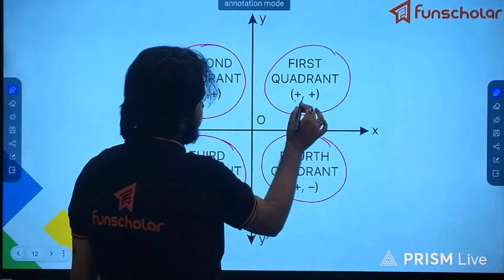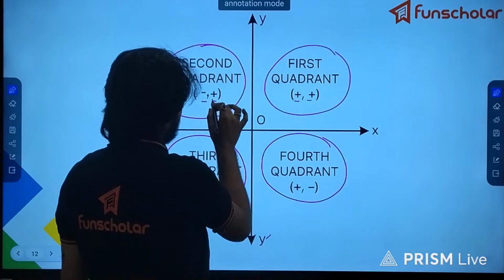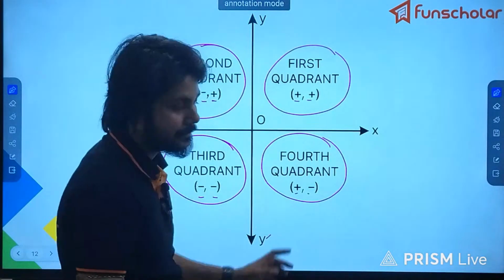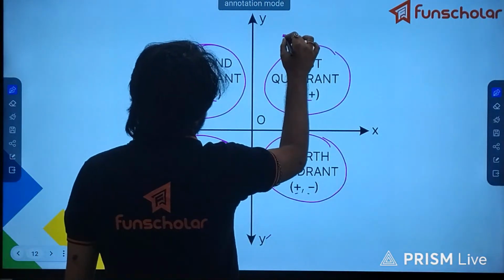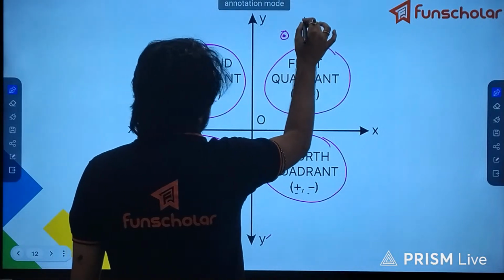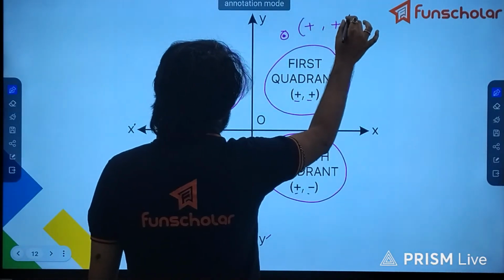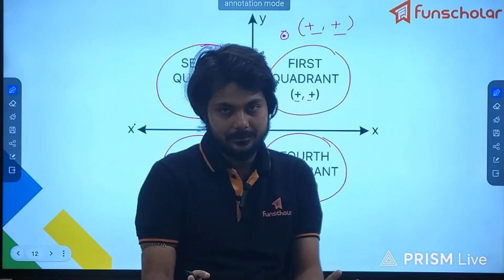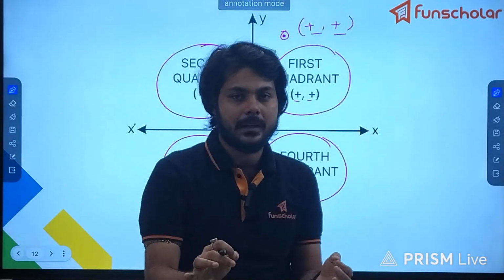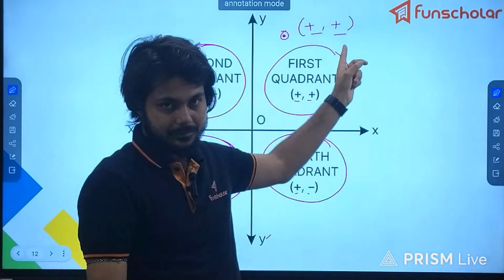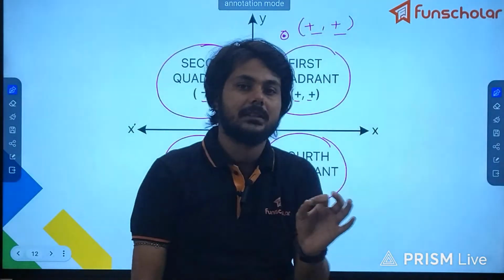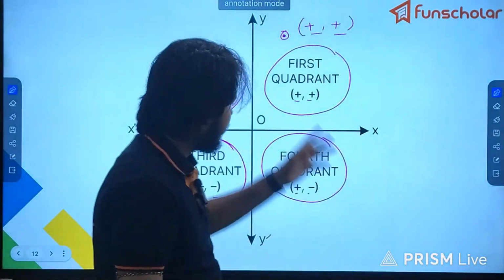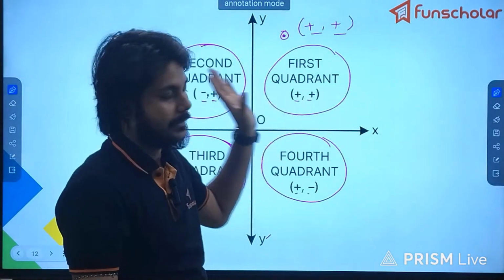Now what is the meaning of these signs, plus plus, plus minus, minus minus, minus plus? Any point that lies in the first quadrant will be positive, meaning its abscissa and its ordinate both will be positive. Not only the abscissa but also the ordinate will be positive. That's why plus and plus have been given.